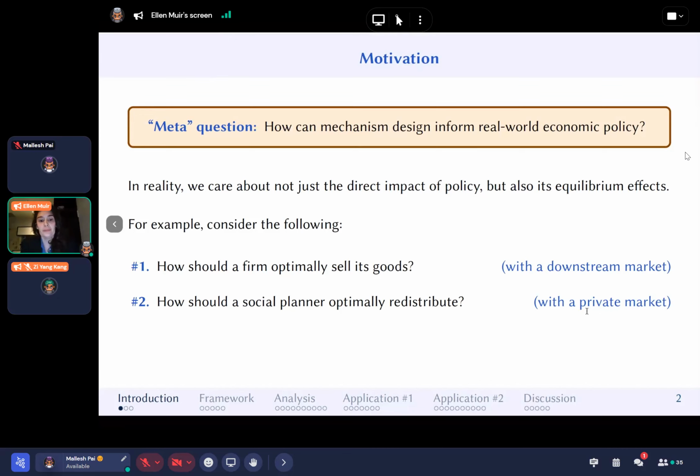So in each of these examples, the mechanism designer can only design part of the market, and they need to account for these equilibrium effects when thinking about the design of the optimal mechanism.